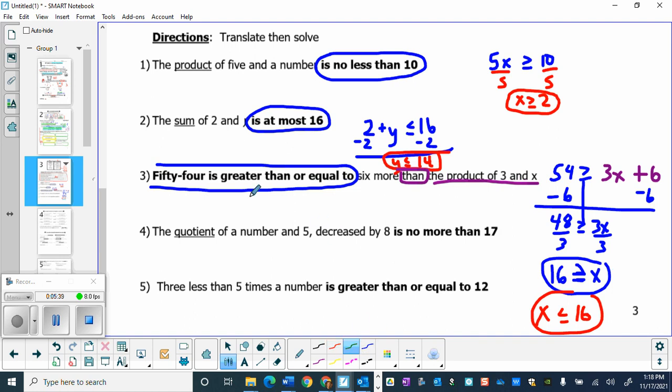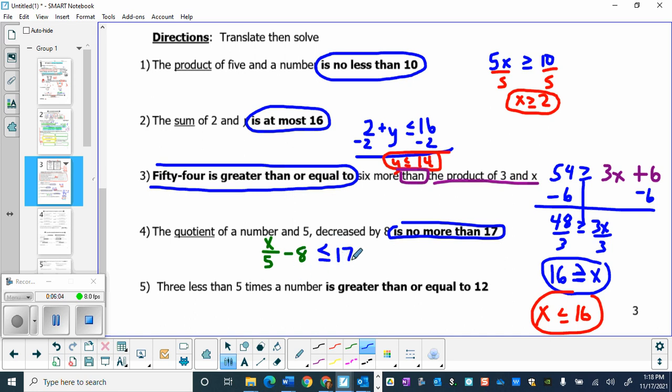All right, now for number 4, the quotient. So the answer to a division problem, the quotient of a number and 5 decreased by 8 is no more than 17. So all of this stuff can't be more than 17. It could equal the 17 or be less than it. So less than or equal to the 17.